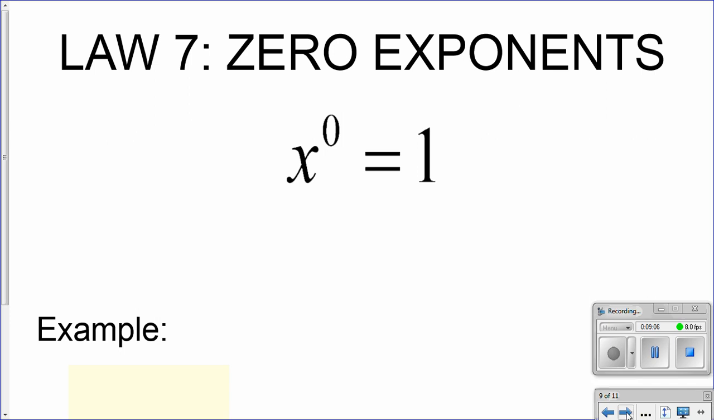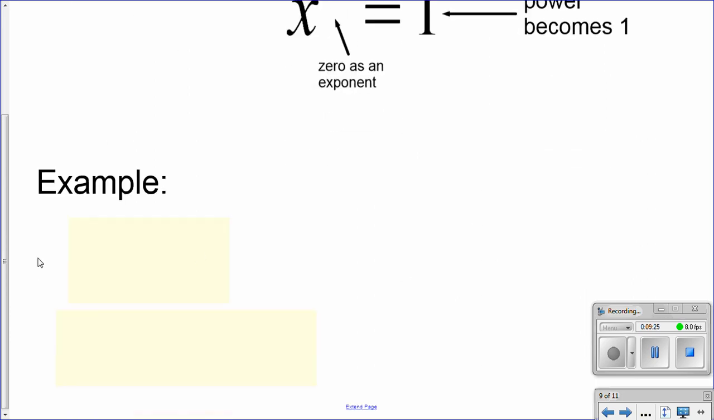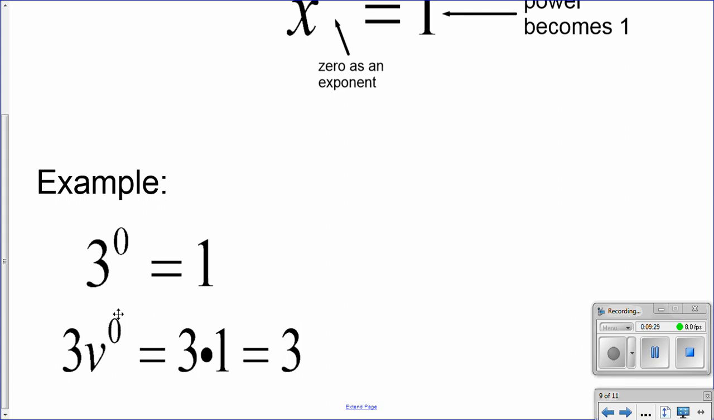And then law 7. I know it's a lot of laws, but the more you practice it, the more you're not even going to think about it. You just know it. A 0 exponent just means that anything with a 0 exponent is equal to 1. Not the exponent becomes 1, the whole power becomes 1. 3 to the 0 equals 1. 3v to the 0, v is the only thing that is raised to the 0 power, so that gets transformed into 1, so it's 3 times 1, which is just 3.